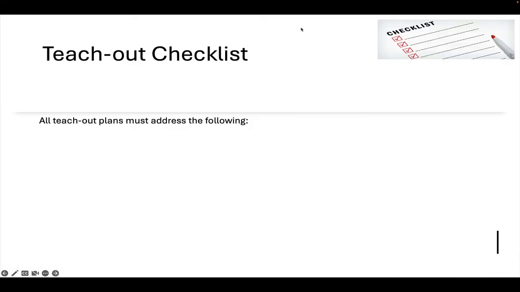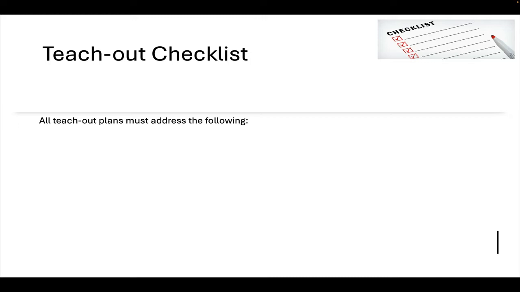So let's talk about a little bit of a teach-out checklist here, the things that are absolutely required in any teach-out plan that you develop. And for those of you who know me, you all know that I'm a really big fan of checklists. I think this is the easiest way for us to keep track of what is required. The whole curriculum process is built on a checklist process, so keep that in mind. You really do have a checklist for this. You don't have to develop your own.